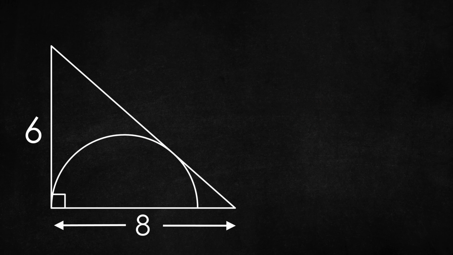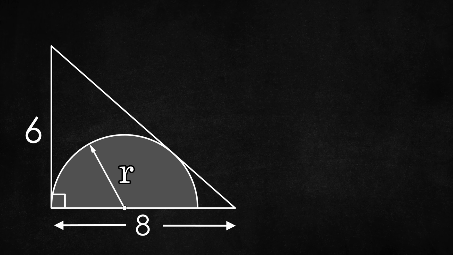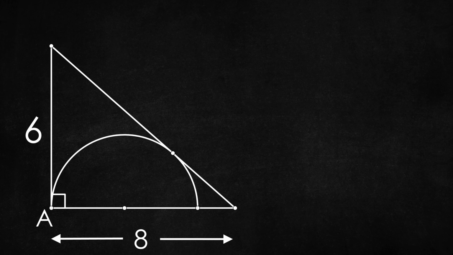Lucky for us, the solution to this problem appears to be a straightforward one. Solve for the radius length and we can solve the semicircle's area. In order to do it, we're going to need the right triangle, and that's where we'll start. Label the vertices as A, B, C, D, and E.